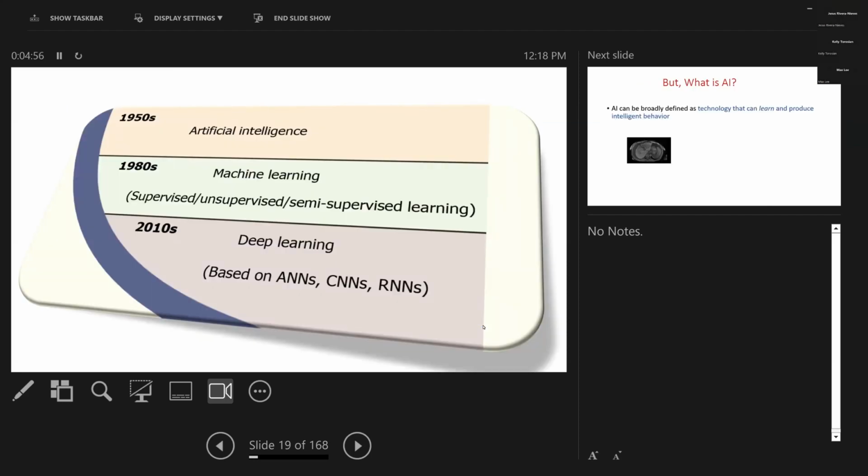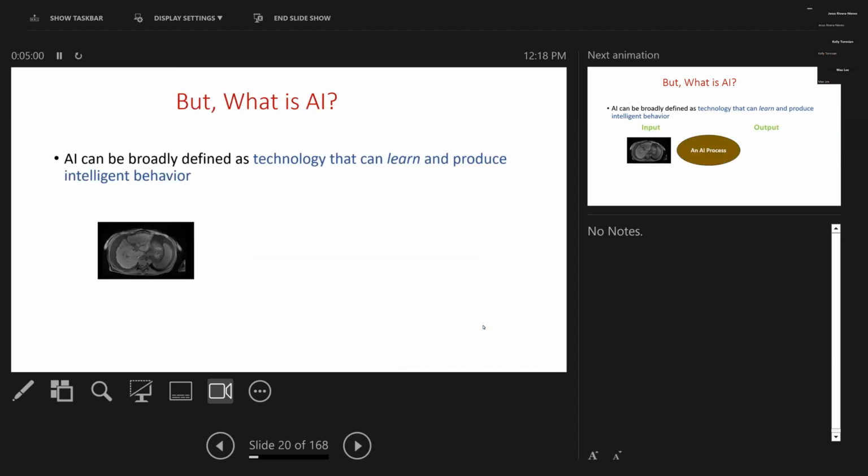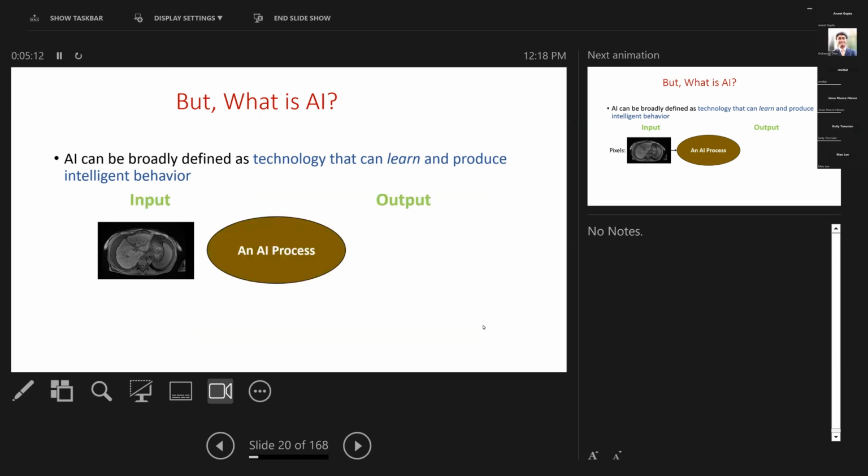Which is based on artificial neural networks, convolutional or recurrent. So what is AI? AI can be broadly defined as a technology that can learn and produce an intelligent behavior. Let's say we have a CT image of a liver with cirrhosis. So we have an AI process, and we expect the AI to learn how to classify this disease, right?